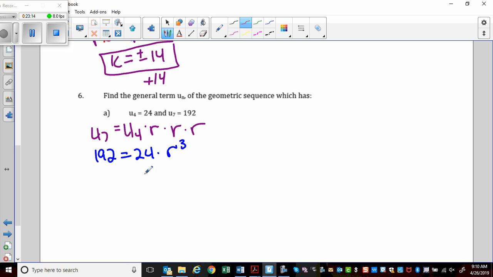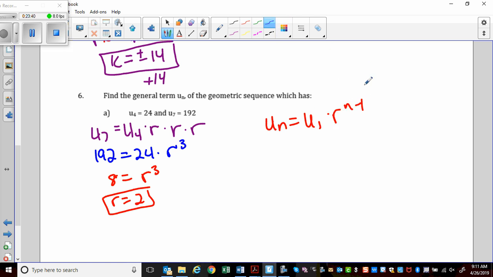And if I divide by 24, I get 8 equals r cubed. And then take the cube root of that, I know r equals 2. But that's not what they asked us. It says find the general sequence, u sub n. So u sub n equals u sub 1 times r to the n minus 1.